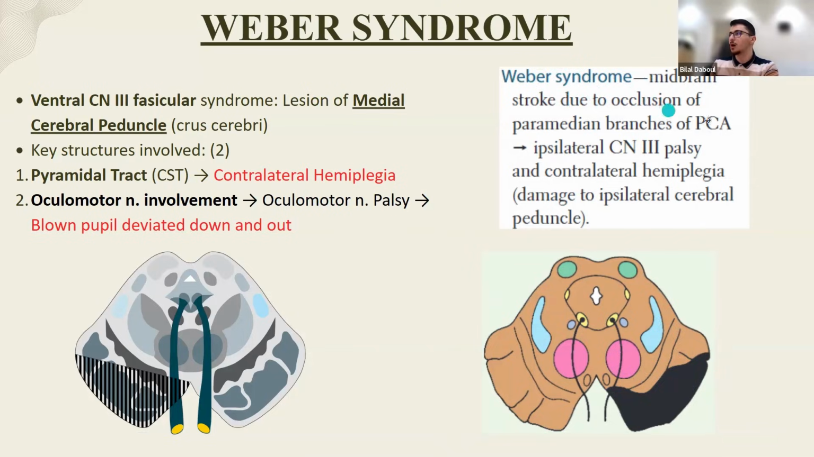Midbrain stroke due to occlusion of, again, the posterior cerebral artery. Just forget about this part. If it's a midbrain lesion, if you're sure it's a midbrain lesion, just connect it immediately to the posterior cerebral artery, because both lateral and medial aspects are supplied through the posterior cerebral artery. You would have same-sided or ipsilateral oculomotor palsy and contralateral hemiplegia. And that's it for Weber syndrome.